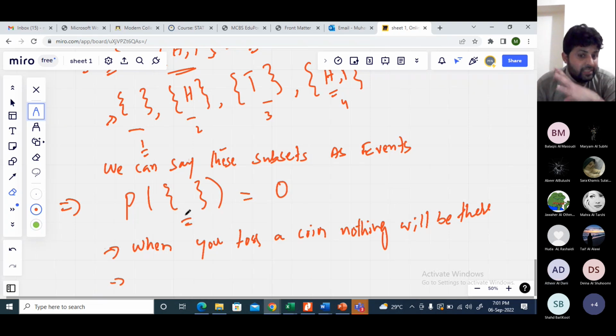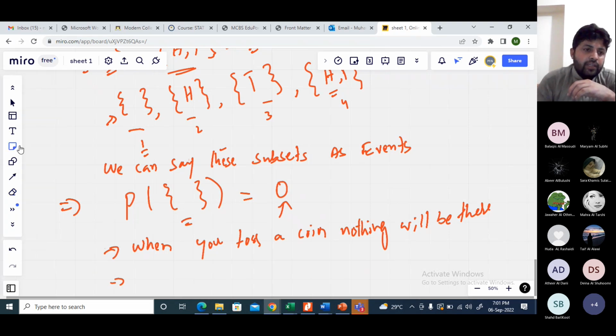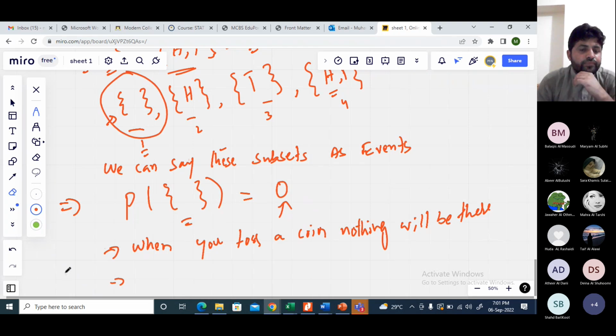Yes, 0. Nothing will be there, the chance is 0, because something will be there. Because you are going to toss a coin, so something will be there. It is not possible that nothing will be there. It means that if nothing will be there, the chance is 0. You got my point? So in this situation, I have just calculated the probability of this first event.